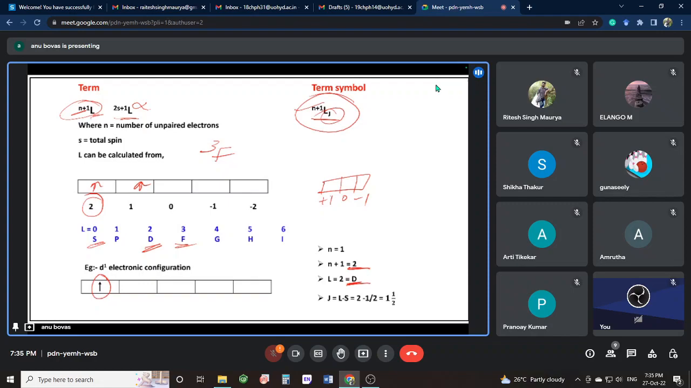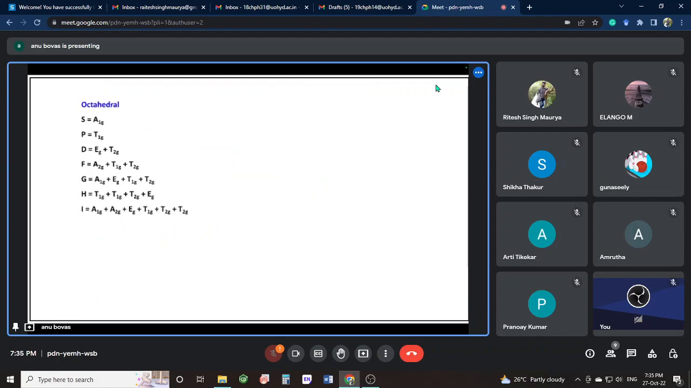If a particular metal is given, like transition metal nickel, nickel 2 plus, what is its configuration? You know it will be D8, right? So from the D8 configuration you can find out the term symbol very easily. Just for your knowledge, I have been telling this. Now the next important thing that we need to know is how this will split.